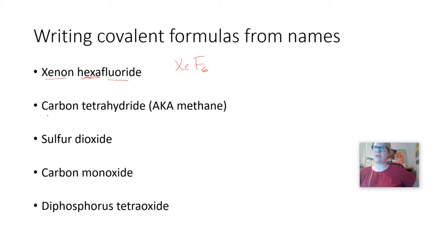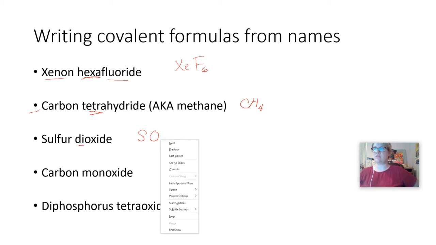Here we have carbon. There's no prefix, so there's only one carbon. And then hydride is just hydrogen. And how many hydrogens are there? Tetra, think of Tetris. So 4, CH4. Sulfur and oxygen. How many oxygens? It's a di. So I'm just going to pop a 2 right there. We don't have to worry about things like parentheses for these, because we don't have to think about ratios or anything like that.